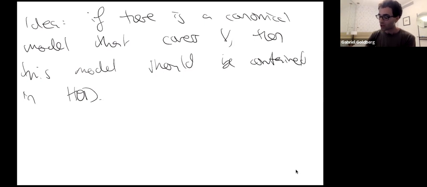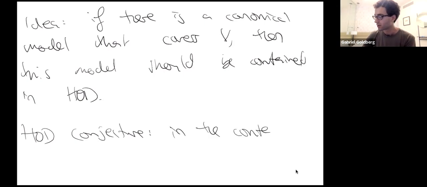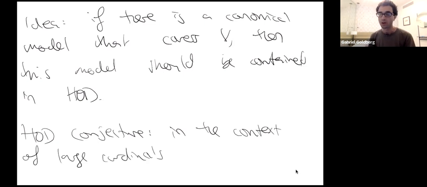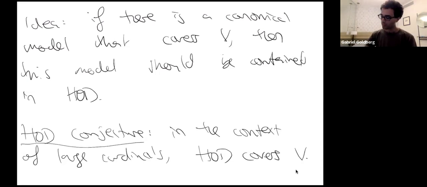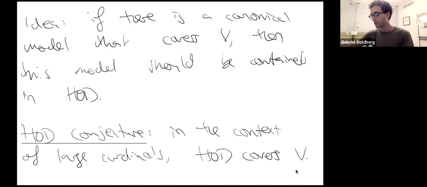And the HOD conjecture states that in the context of large cardinals, so an extendable cardinal, say, HOD covers V. So in the next hour, I'm going to give part of the proof of the HOD conjecture, but I want to talk about how it's relevant to the question of choiceless large cardinals I discussed before.